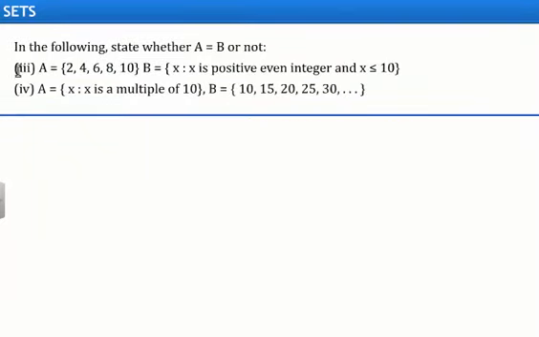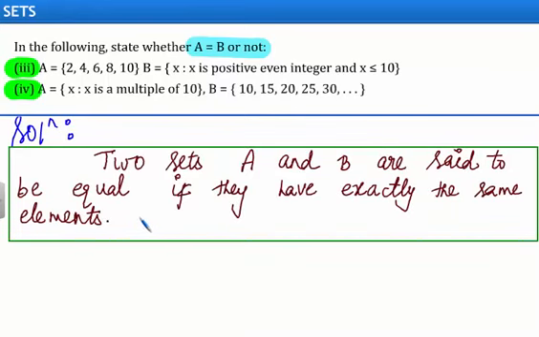In this problem, we are given two sets in each case. We need to state whether those two sets are equal or not in the following cases. Let us begin with the solution. Let us recall the definition of equal sets. Two sets A and B are said to be equal if they have exactly the same elements.